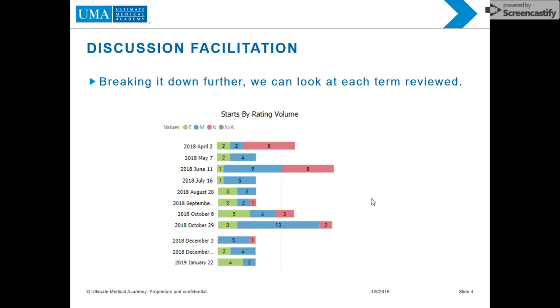If we want to break it down even further, we can look at each term that the instructor was reviewed for. You can see right here, it does list all of the terms. This is helpful because we can see how many students were reviewed in each term, and for each of those students reviewed, what rating was received, whether it was an E, M, or N.